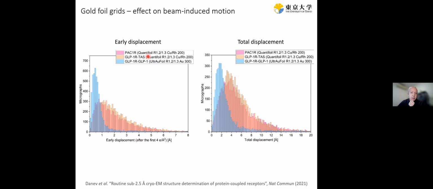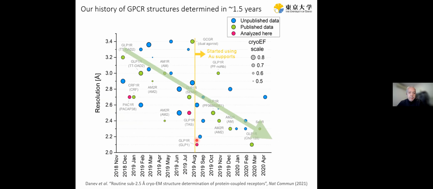But plotting the displacement, which is actually from the start of the movie until the last frame, just the difference in the positions, showed a much clearer picture. So you see in the early displacement, the gold grid, the blue one, shows much smaller motions, and overall the total displacement was also lower. So definitely less motion with the gold film grids.